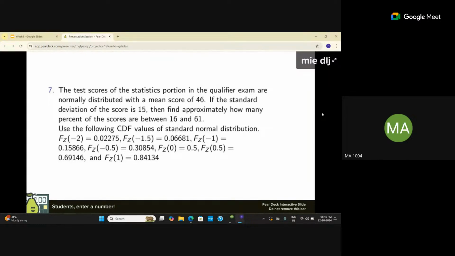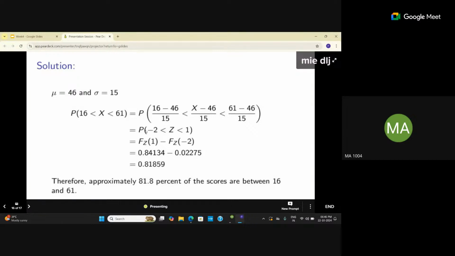Using standard normal. What you have to find here, in terms of probability, mathematically, what will you write? Probability x between 16 and 61. Yes. So you have to find the probability that x is lying between 16 to 61. Now ma'am, what we have done: x is following a normal distribution, right?